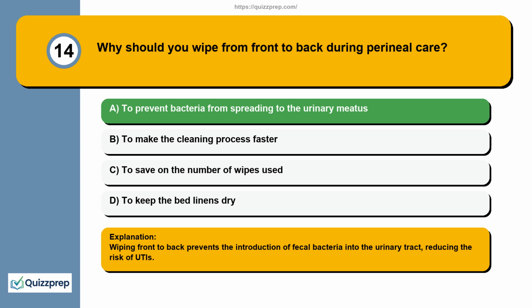Wiping front to back prevents the introduction of fecal bacteria into the urinary tract, reducing the risk of UTIs.